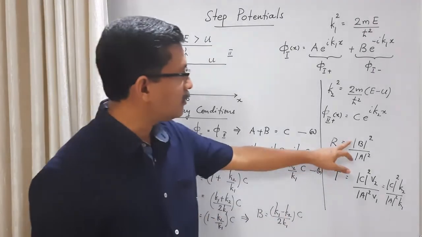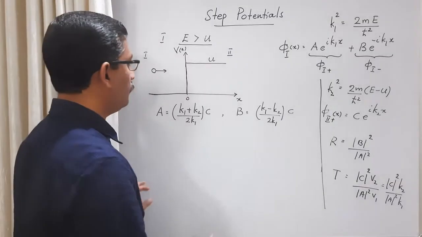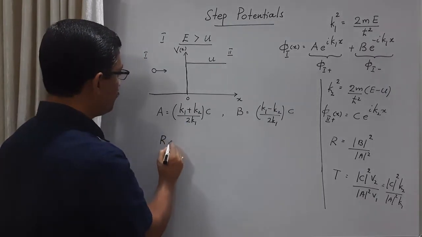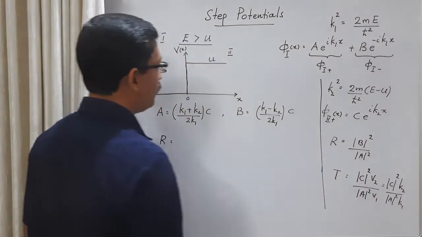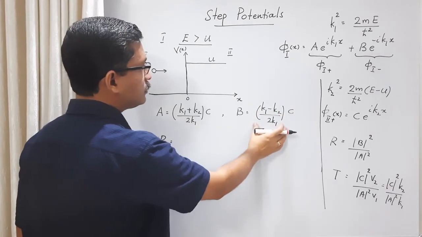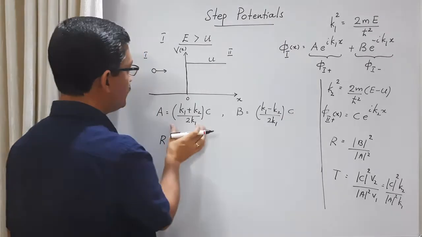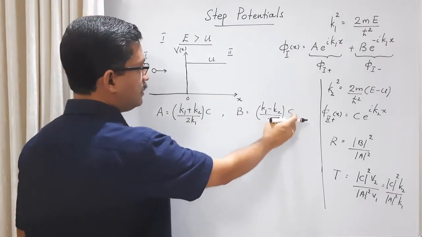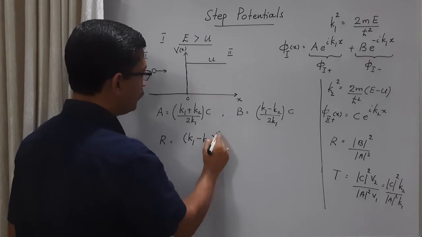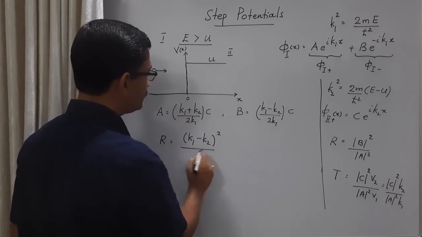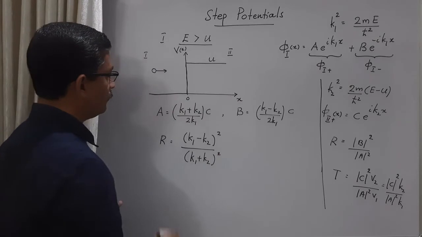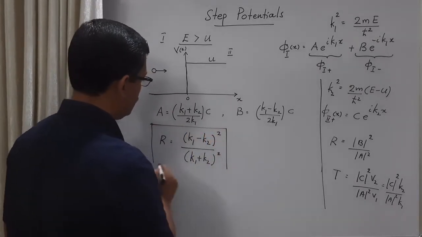Let us try to use this in these two expressions. These are the values of a and b that we have obtained in terms of c. Then what is the reflection probability? Reflection probability is mod b square by mod a square, and b and a are real quantities, so just take the square of this one. When you take the square, c square will cancel, and the result is (k1 minus k2) whole square. The denominator is the same, so that also will cancel. So we get (k1 minus k2) whole square divided by (k1 plus k2) whole square. This is the expression for reflection probability.